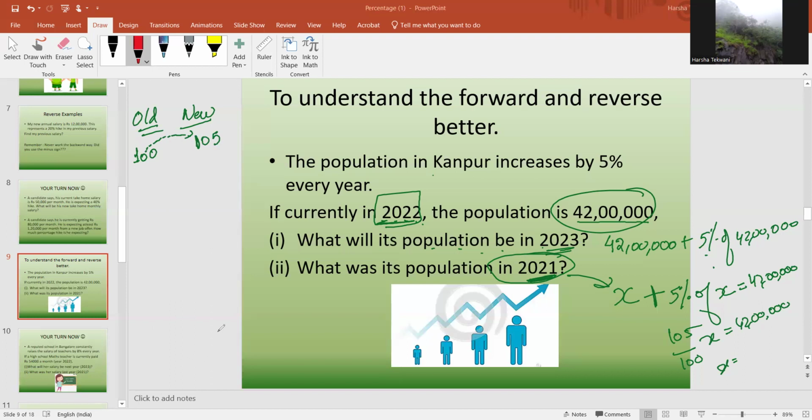But in reality, the current new population is 42 lakh. So what must have been the population last year? Either you approach with the X method, please do not use minus sign, we don't go backward, okay? Or you can use the 100 method. Yes.